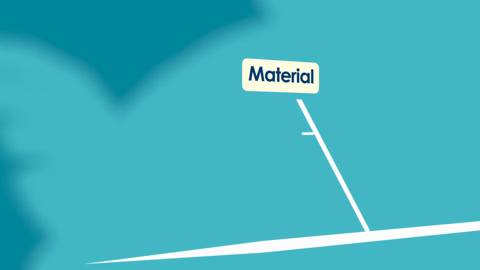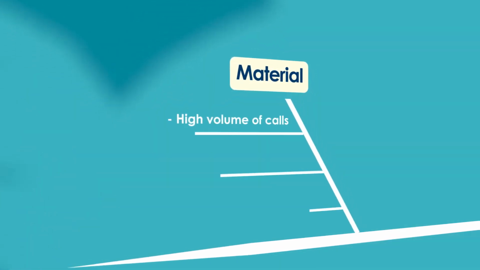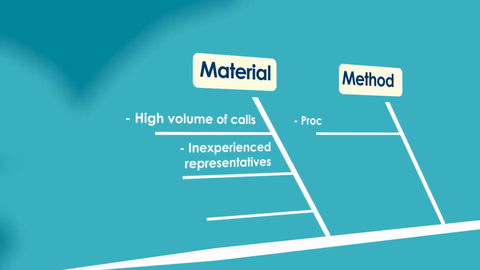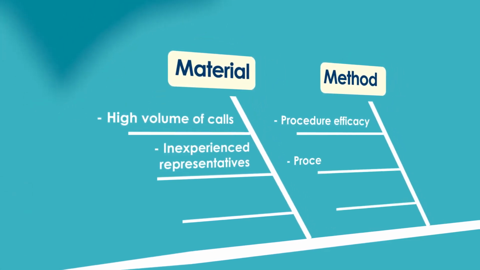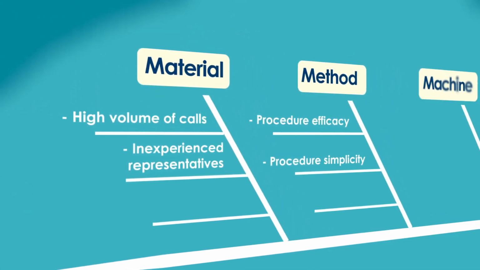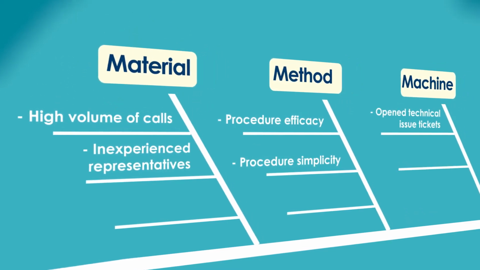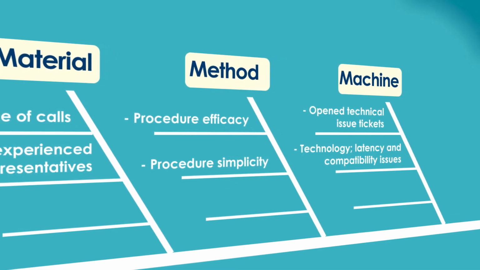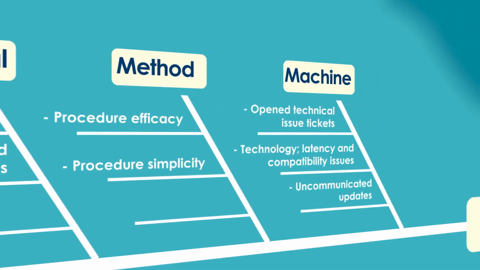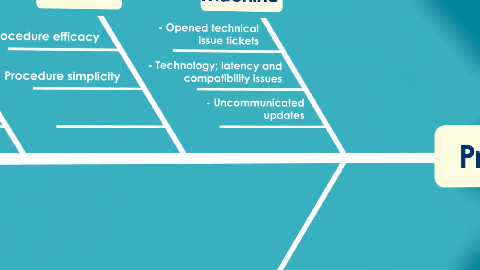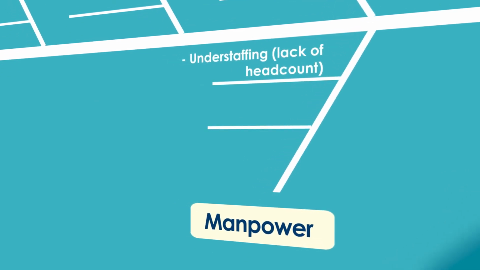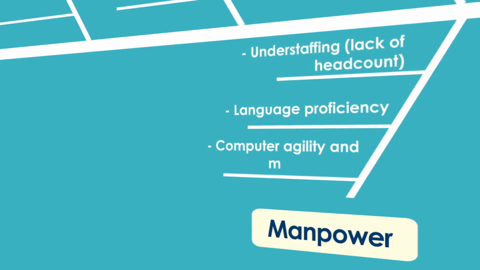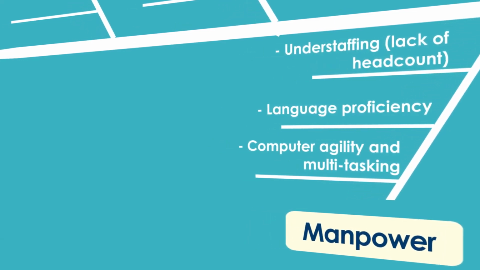When it comes to material, we take into consideration high volume of calls, inexperienced representatives. Method, we take into consideration procedure efficacy, procedure simplicity. When we cover machine, we take into consideration open technical issue tickets, technology, latency and compatibility issues, uncommunicated updates of a tool. When reaching manpower, we talk about understaffing, lack of headcount, English or language proficiency, computer agility, multitasking.